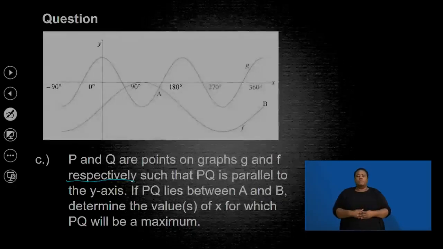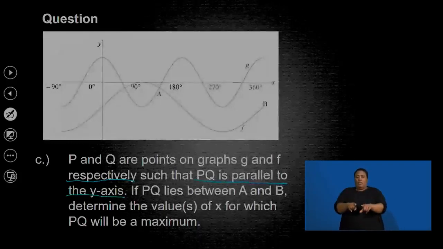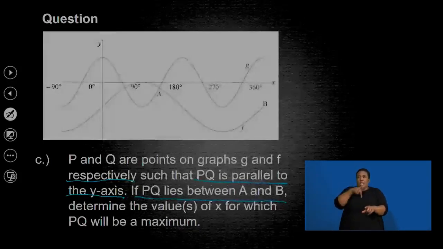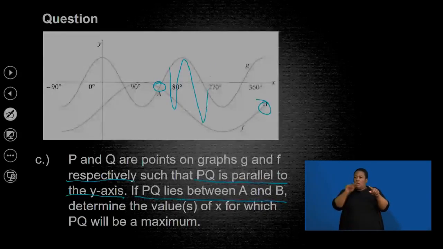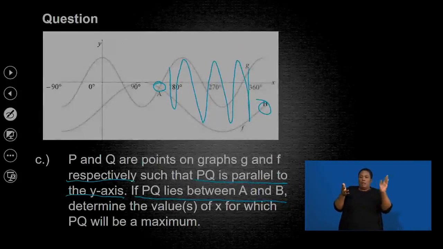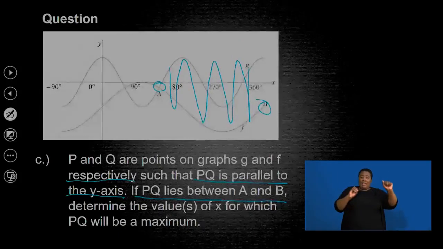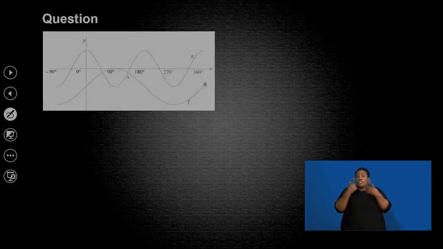Let's read the last part of the question. Such that PQ is parallel to the y-axis. Then they say PQ lies between A and B. Now this is my A, that is my B. Meaning my P and Q will be between here. It will be somewhere here. So I'm just scribbling around to show you exactly where it will lie. Nothing on the left-hand side of A and nothing on the right-hand side of B. All right, so guys, that's all that the question is about. Let's actually do what the question wants us to do.